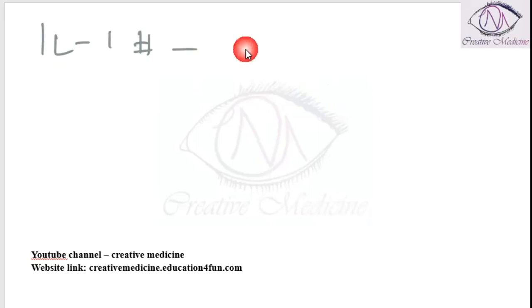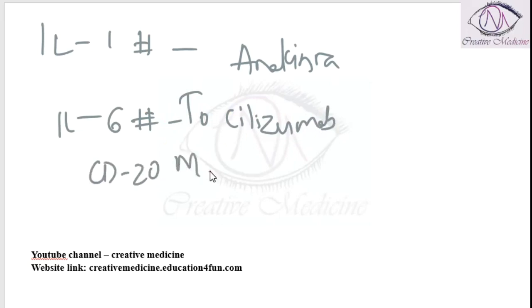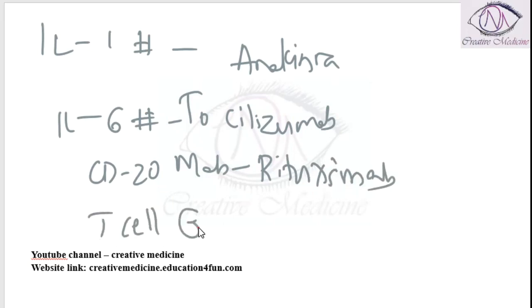Interleukin 1 antagonist like anakinra. Interleukin 6 antagonist like tocilizumab. CD20 monoclonal antibody like rituximab. T cell inhibitor like abatacept.